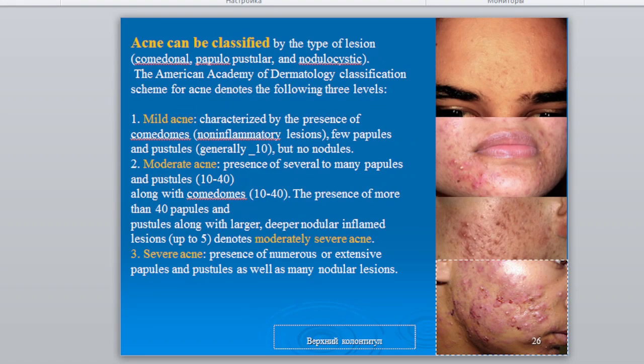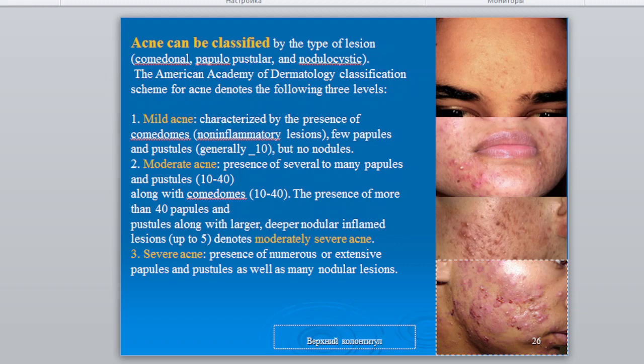Next, acne can be classified by the type of lesion: comedonal, papulopustular, and nodulocystic. The American Academy of Dermatology classification scheme for acne denotes the following 3 levels. 1. Mild acne is characterized by the presence of comedones, non-inflammatory lesions, few papules and pustules, generally fewer than 10, but no nodules.